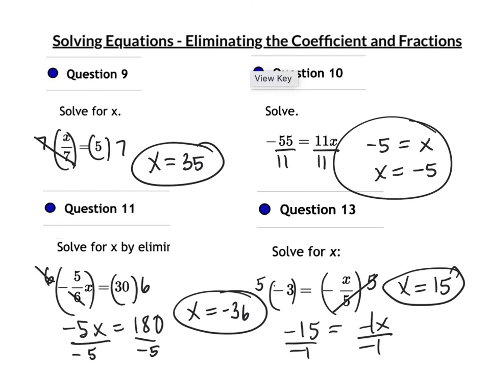Remember, we're going to get the variable by itself, and to do that, we use the inverse operation.